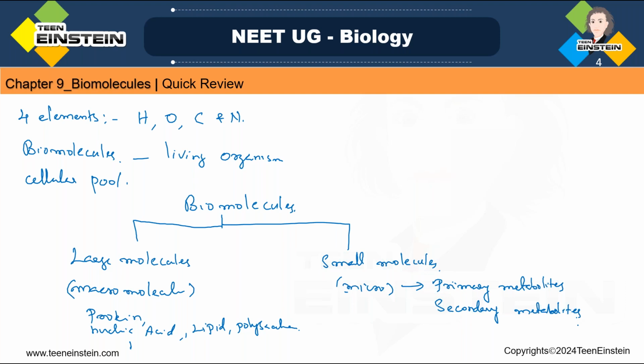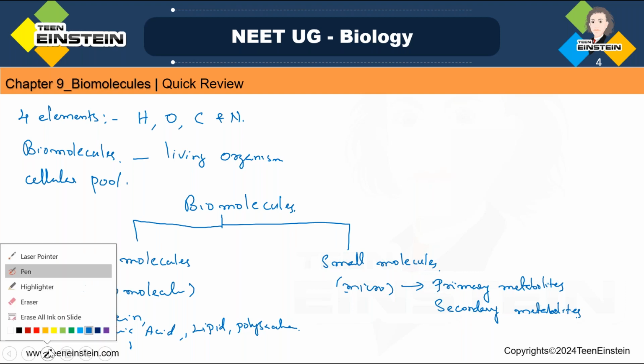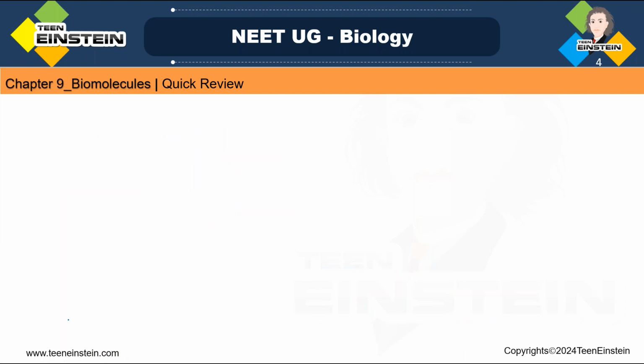The primary metabolites are directly involved in growth and reproduction. That means they are the small peptides, enzymes and all. They are called the primary metabolites. And the secondary metabolites are indirectly involved in the growth process, like antibiotics, pigments, alkaloids. All these come under secondary metabolites. Clear?